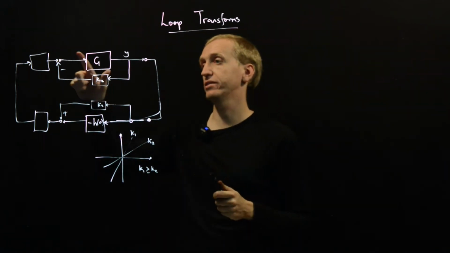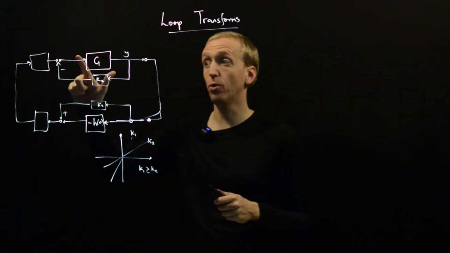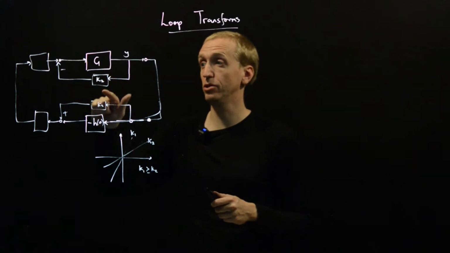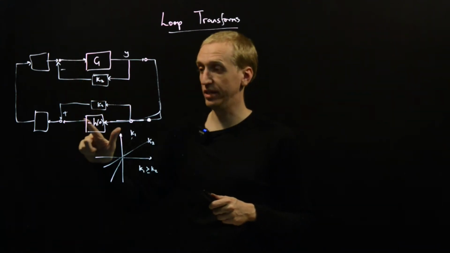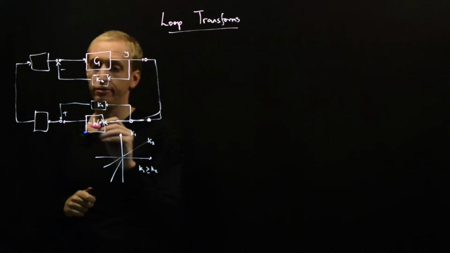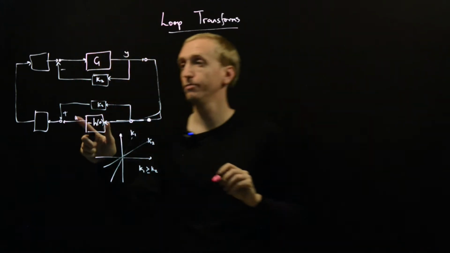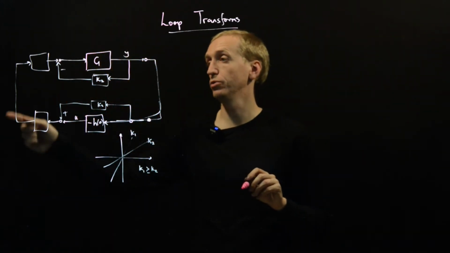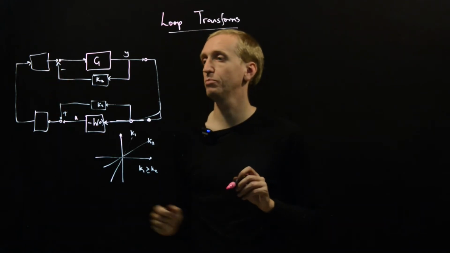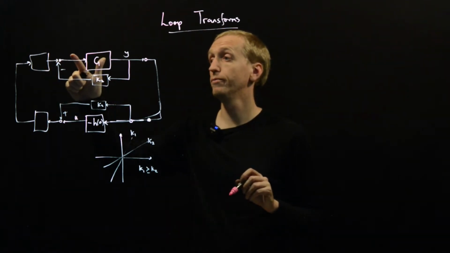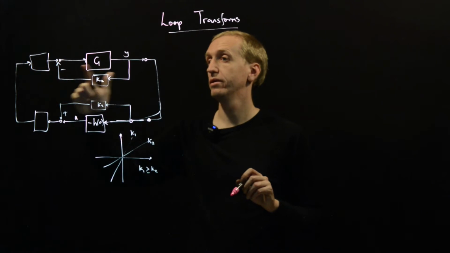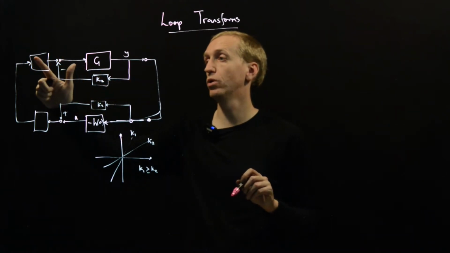Well, let's just look at this signal here. So before we put in these K2s, this signal was just equal to the output of our nonlinearity. So if I call that signal U, this signal here was just equal to U. You can imagine there's ones in these blocks. But what is it equal to now? Well, it's equal to this minus K2 times Y.